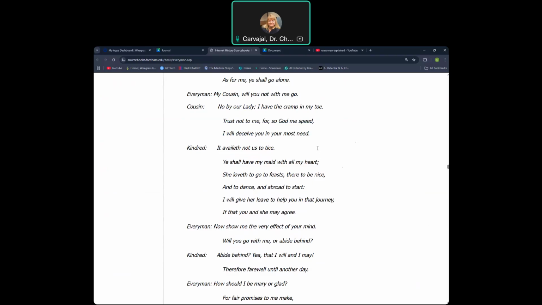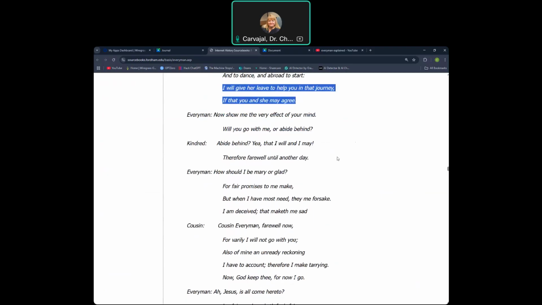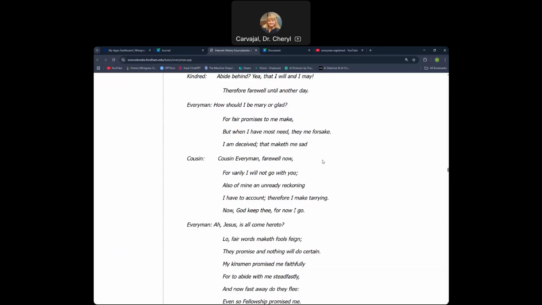And the kindred is like, nah, we're not. We're gonna leave. I'm gonna go and dance with a lady, and we're gonna go have some fun. "But I'll give her leave to help you in that journey if you and she may agree." And he goes, okay. Will you go with me or abide behind? And he goes, abide behind. Yeah, that's what I'm going to do. And he says, well, see ya. Farewell thee till another day.